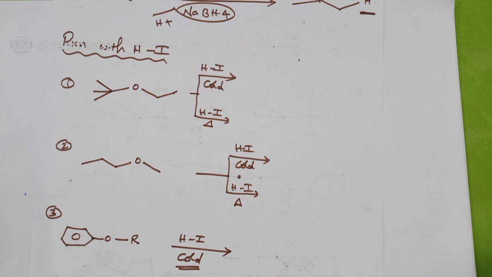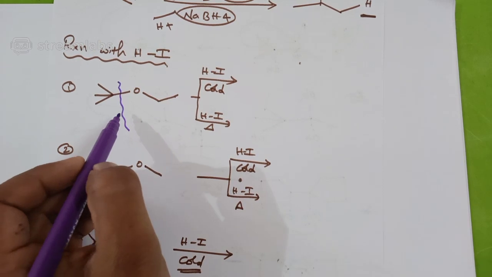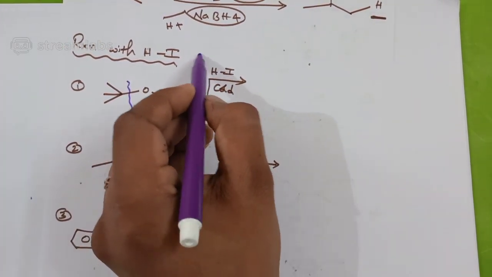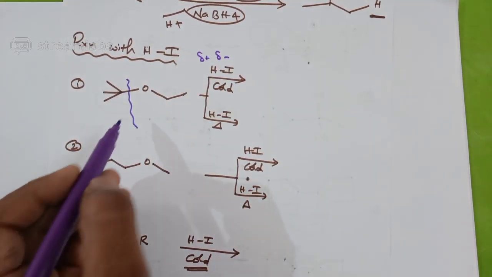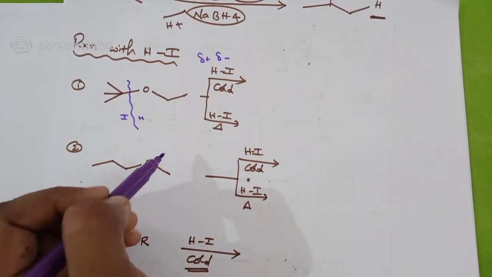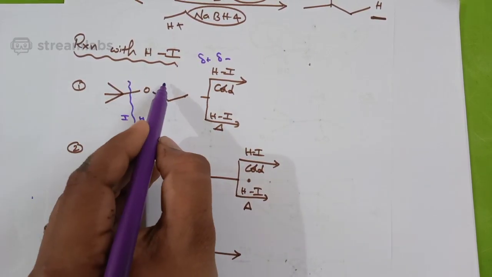See, here two kinds of cleavages are possible. If this bond cleaves, then what happens? On the oxygen side H and I. In HI, H is positive, I is negative, right? So the O side H will attack and here I can come. That means what is the answer finally? Tertiary butyl iodide and ethanol, right?